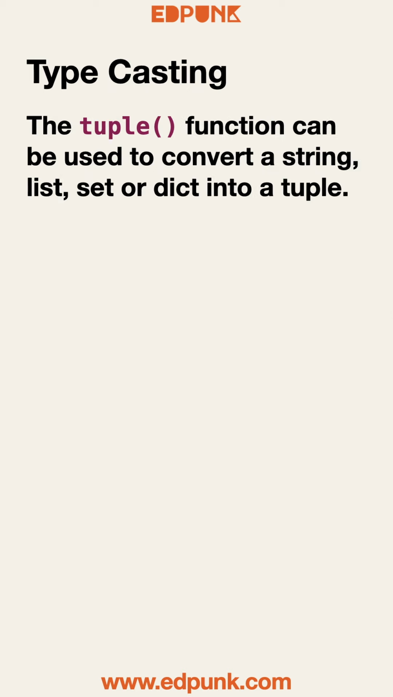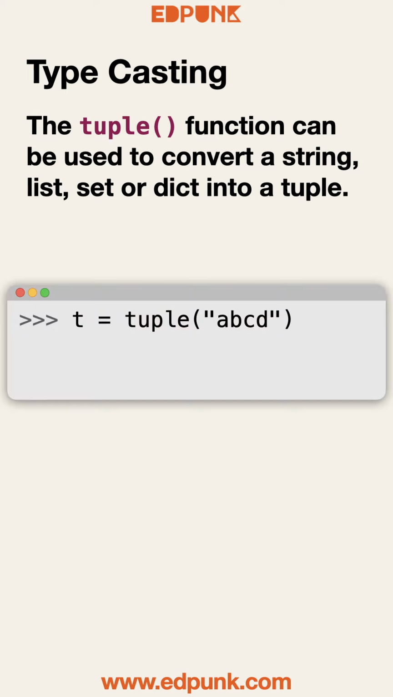The tuple function can also be used to convert a string, list, set, or dict into a tuple. This process is also known as typecasting or type conversion. Let us go through some examples. First, we will convert a string ABCD into a tuple. Assign t as a tuple of string ABCD. Now, output t. As string is a sequence of characters, the created tuple contains each character A, B, C, and D as tuple items.